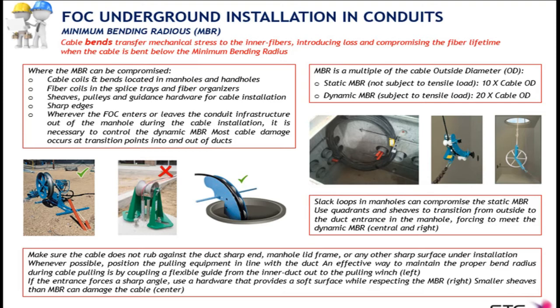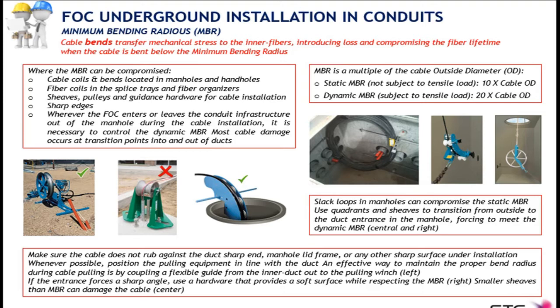But how do we make sure to meet the minimum bending radius? Here is the rule of thumb. The MBR is a multiple of the cable outer diameter. So you measure the cable diameter and the minimum bending radius is a multiple of this. There are two values of the minimum bending radius, static and dynamic. Static means that the cable is not in movement, so you are not installing, not moving the cable, not pulling, blowing, doing anything with the cable.